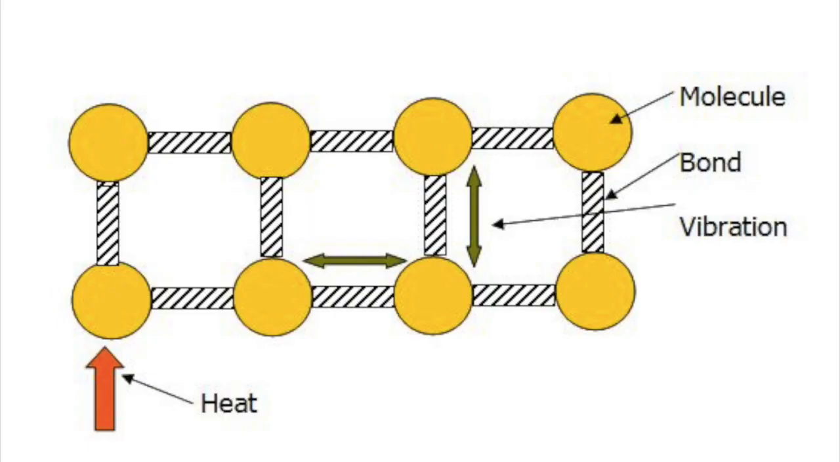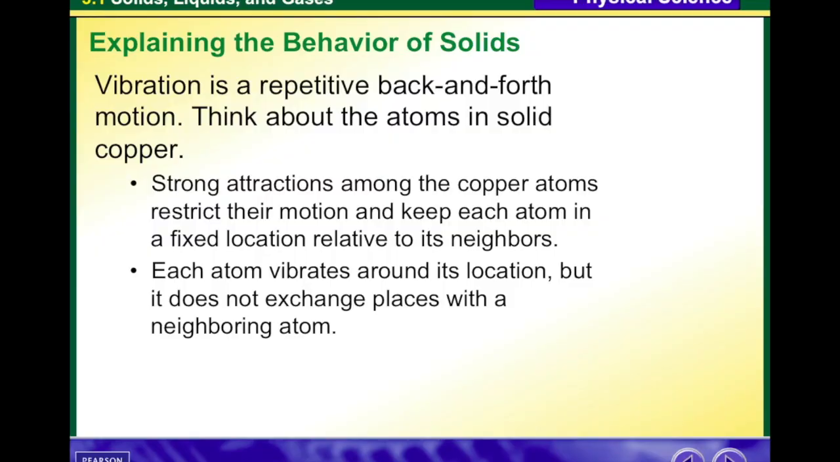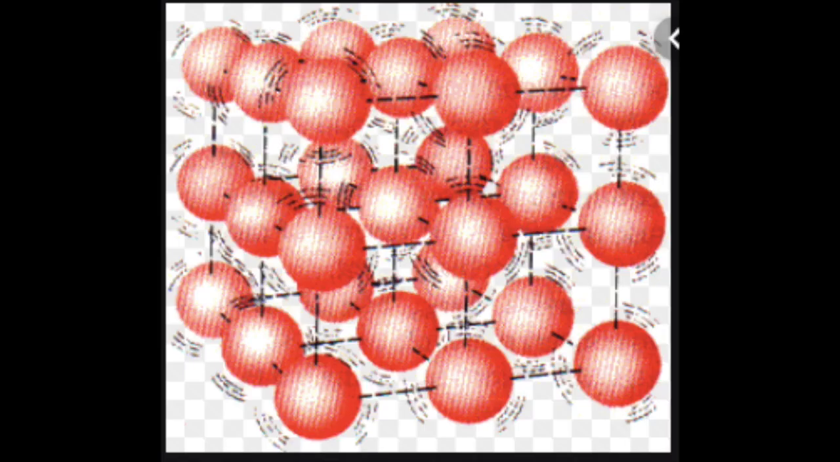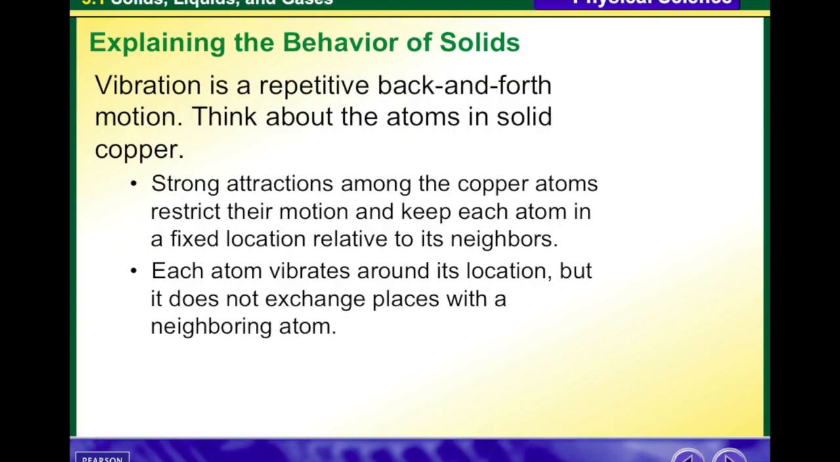If you look at the atoms in solid copper, there are strong attractions among the copper atoms, and those lock the particles in place. It restricts their motion. It keeps each atom in a fixed location relative to its neighbor. But each atom still vibrates in its location. Solids don't have enough energy to overcome the intermolecular forces between neighboring atoms.